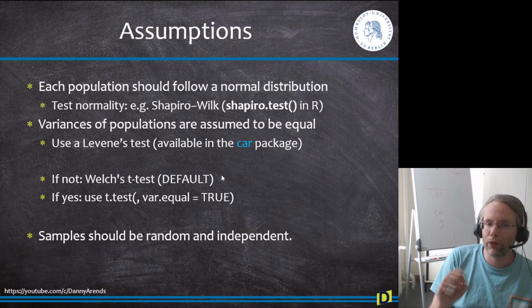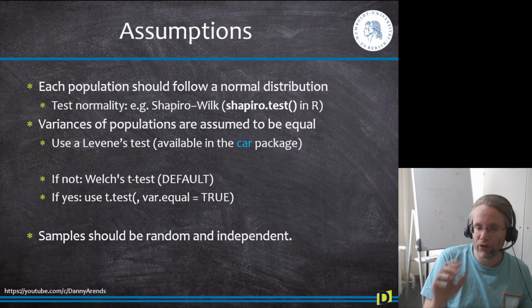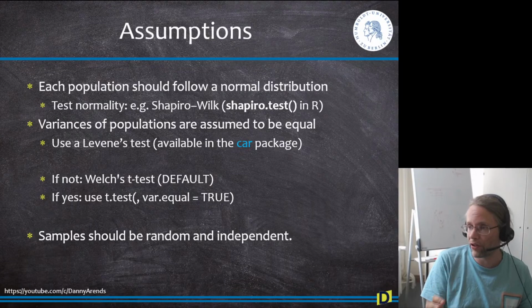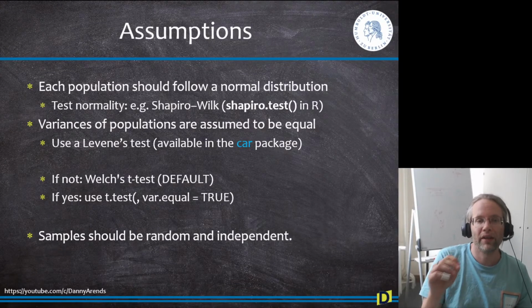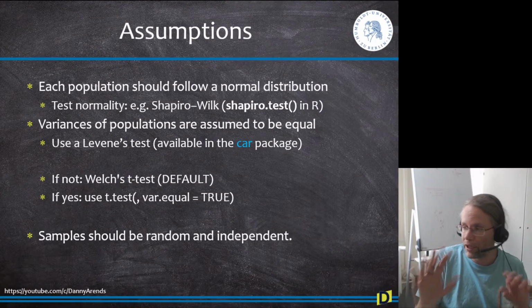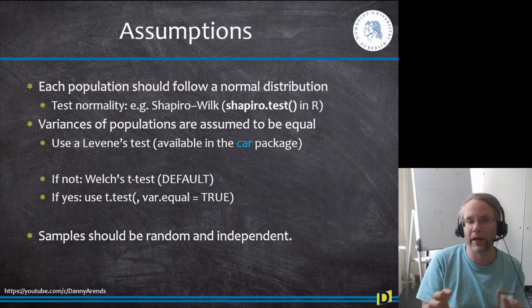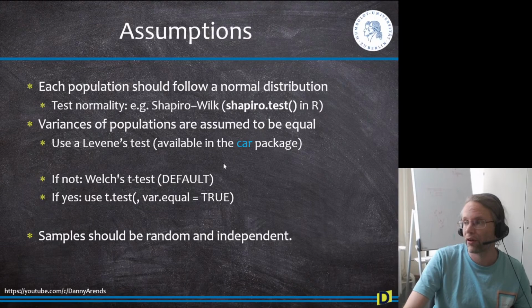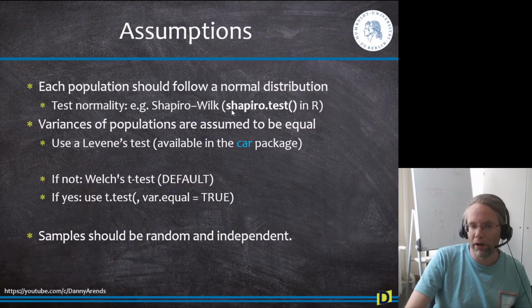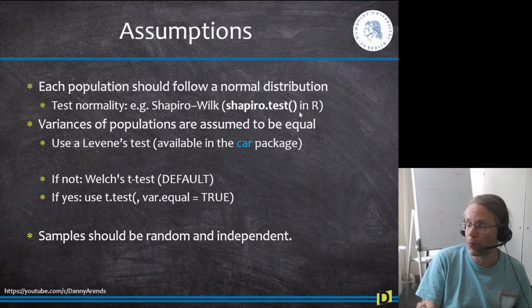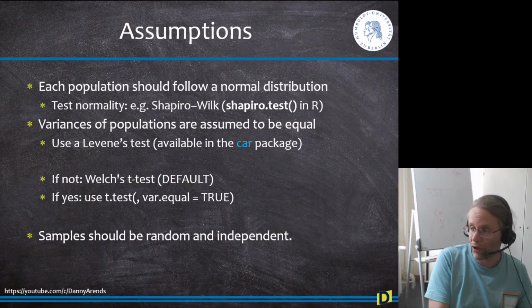Right, so how do we now validate these assumptions? These are the assumptions for a t-test. When I do a t-test, each of the two groups that I'm measuring should follow a normal distribution. So you have to test the normality using a Shapiro-Wilk test. In R you can do shapiro.test on the measurements of a single group, and this will tell you if the group is normally distributed or if it's not.